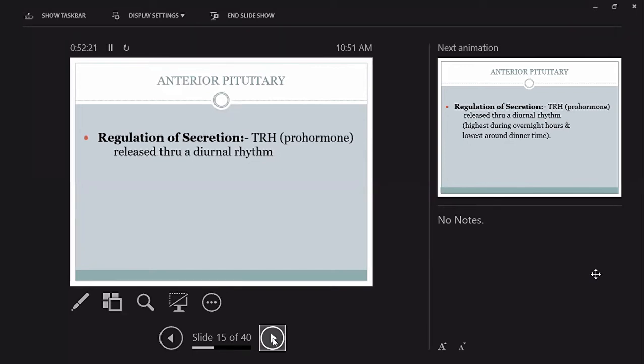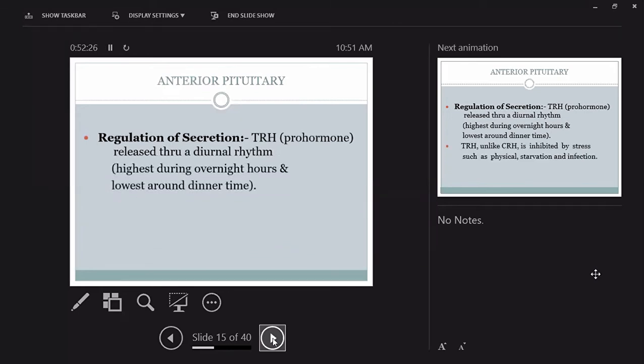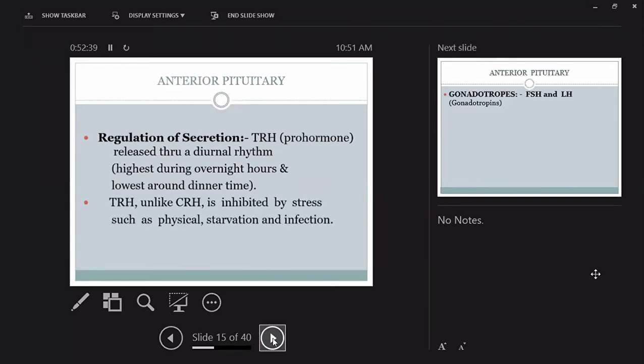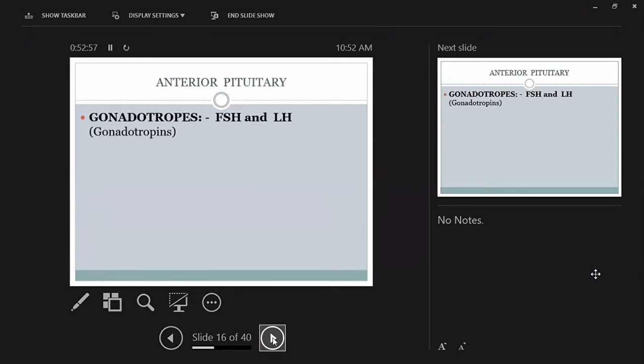TRH, a prohormone, is released through a diurnal rhythm also. Highest during overnight hours and lowest during dinner time. TRH, unlike your corticotropin releasing hormone, is inhibited by stress, such as physical stress, starvation, and infection.